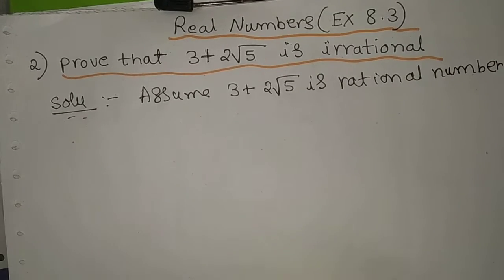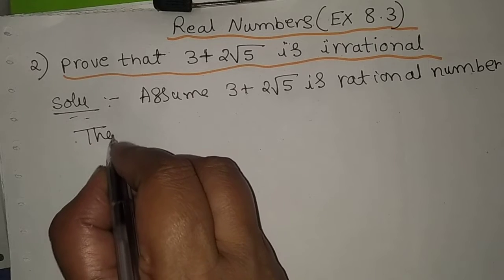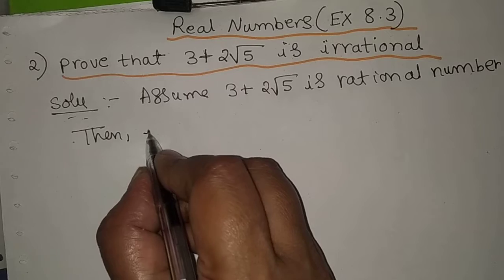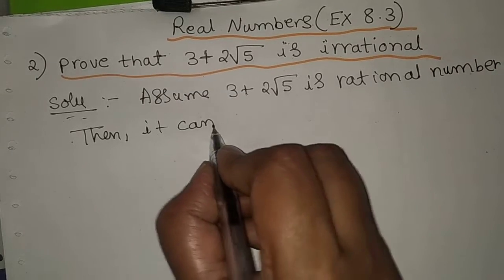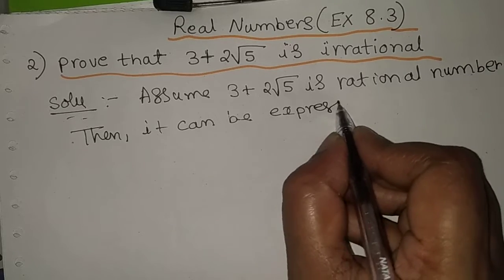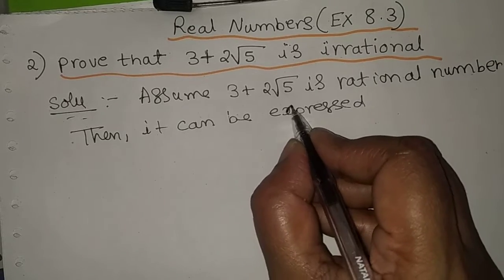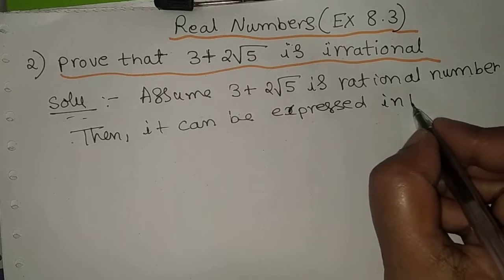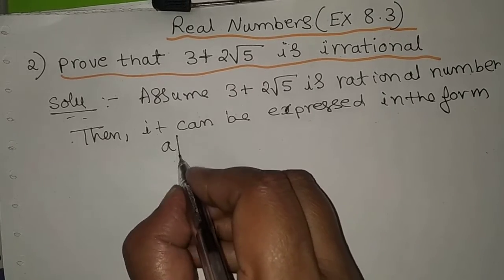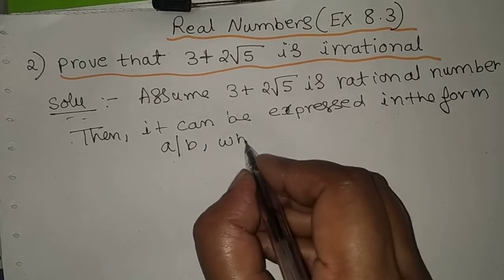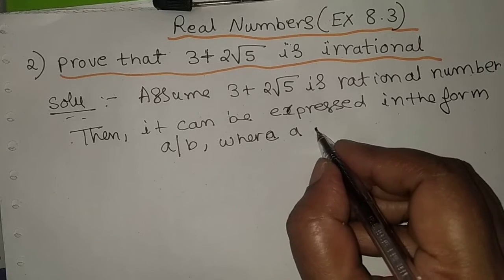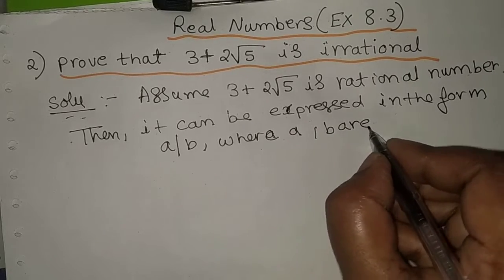Then it can be expressed in the form that is a by b, where a, b are co-prime integers.